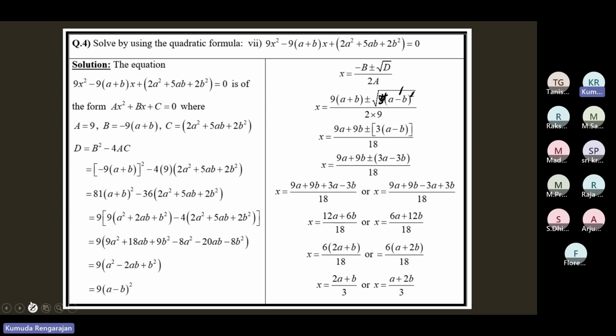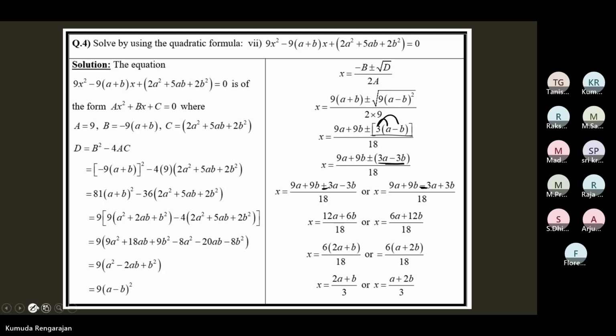Or in other words, you tell me what is root of 9 into A minus B the whole square. So root 9 is 3. And root of A minus B the whole square is A minus B. That's what you see here in the next step. By 18. Then I've multiplied 3A, 3B. Then once with the plus sign, then with the minus sign.